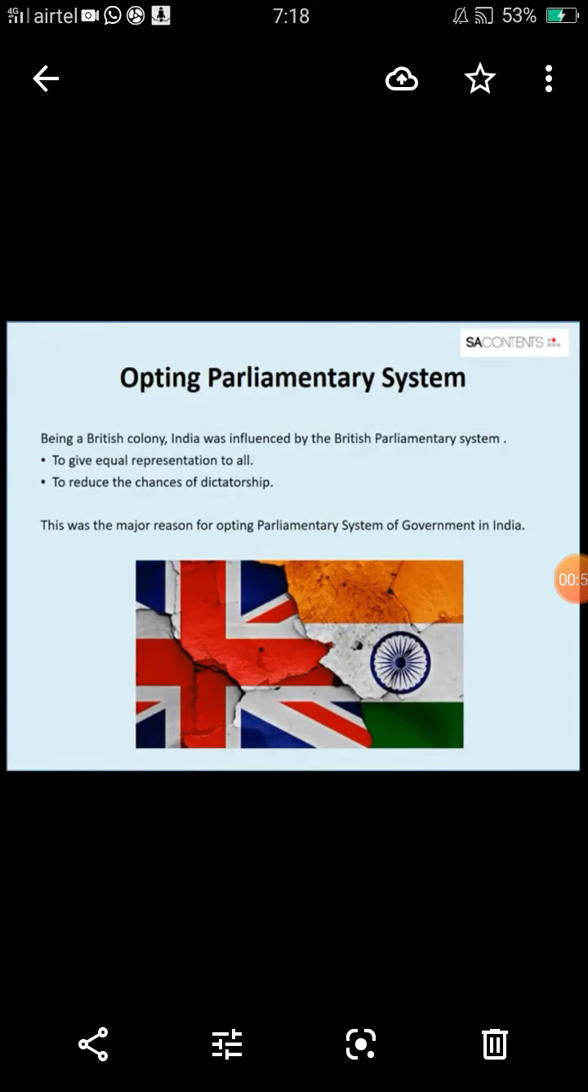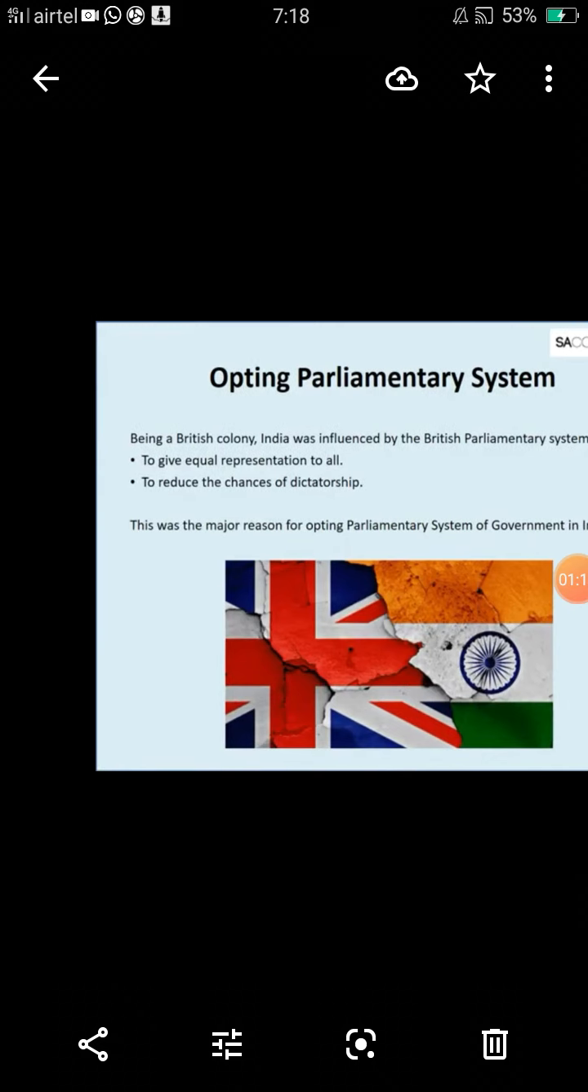Being a British colony, India was influenced by the British parliamentary system to give equal representation to all and to reduce the chances of dictatorship. This was the major reason for opting for the parliamentary system of government in India.